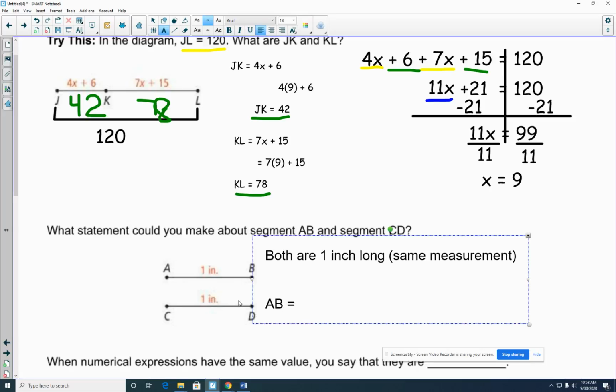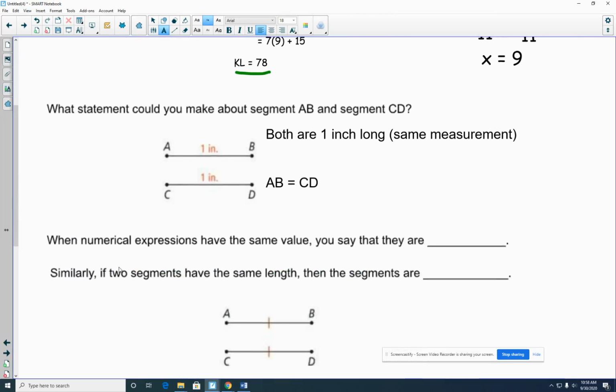We can say that AB equals CD. We're given a length of 1 inch. They're both 1 inch long. That means they're the same measurement. Therefore, they're equal. So when numerical expressions have the same value, they're both 1 inch, you say that they are equal. Okay, so we can fill in that blank there.